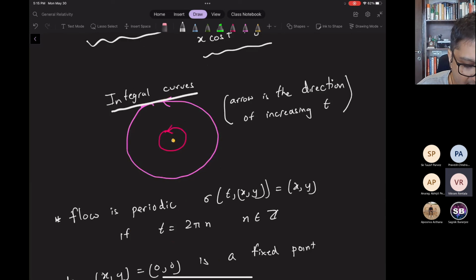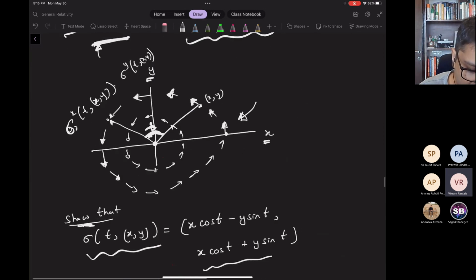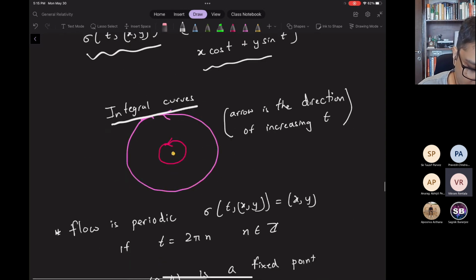And this would be the integral curve. And so the integral curve would be the points which are connected. So if I connect all the points for all values of t, what I would get is basically a circle. Okay, so that's the curve. So this magenta curve is one integral curve. This red curve is another integral curve. Okay, and this point by itself is an integral curve.